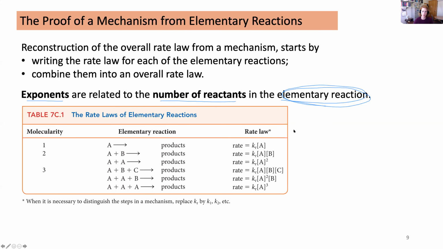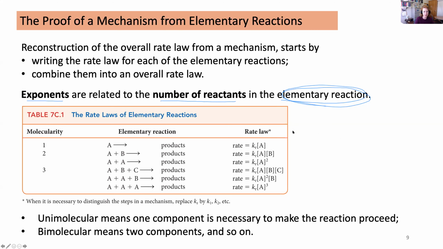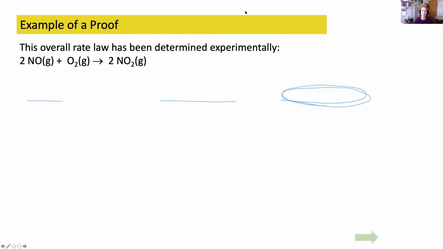Okay, so unimolecular means that 1 component is necessary to make the reaction go. Bimolecular means 2, termolecular means 3, etc.